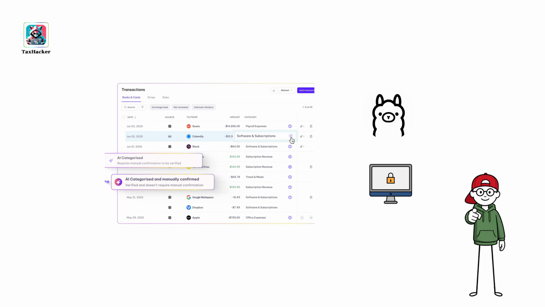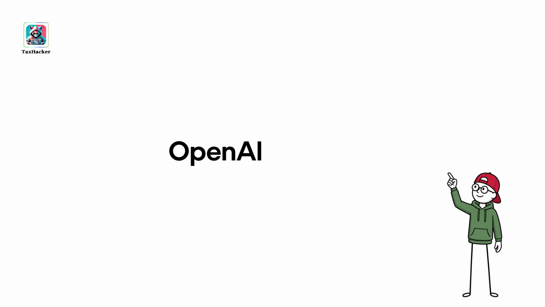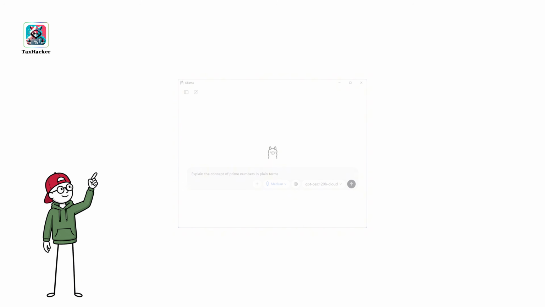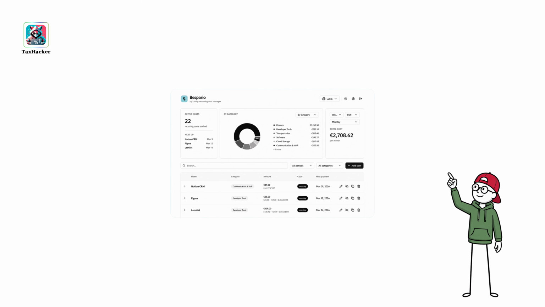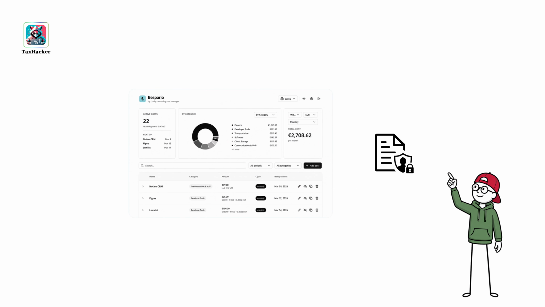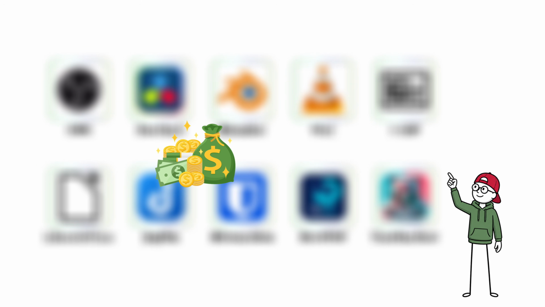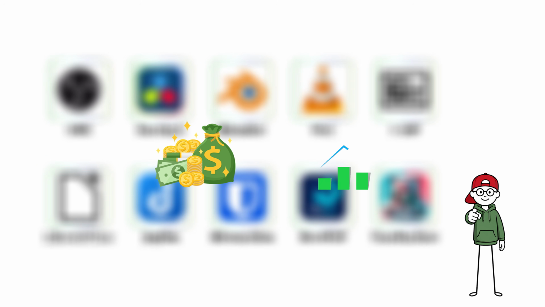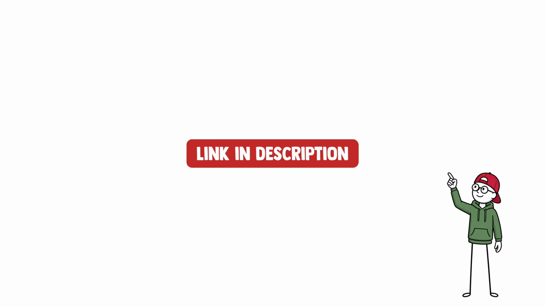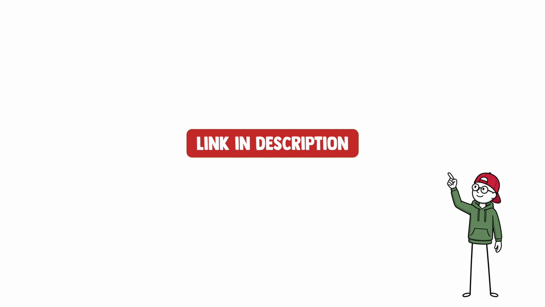You aren't uploading your business expenses to OpenAI or a random cloud server. You can even write custom prompts to tell the AI exactly how to handle specific recurring expenses. It completely automates your monthly bookkeeping for free, keeping your data entirely private. All right, that is 10 massive free apps that just saved you a few $1,000s a year and upgraded your entire digital workflow.